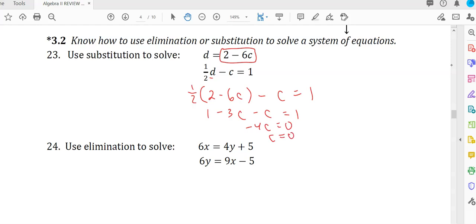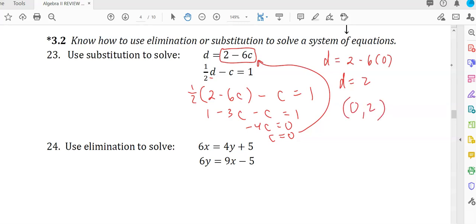We have to solve for D as well. So if I plug in 0, I get D equals 2 minus 6 times 0. D equals 2. So my ordered pair is (0, 2). Always write your answer in this section like an ordered pair when you're solving a system.